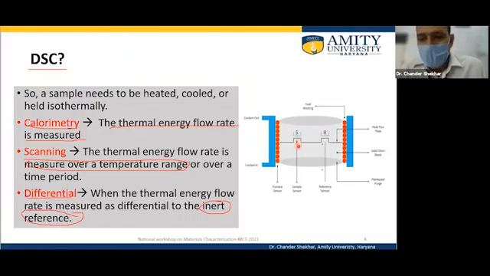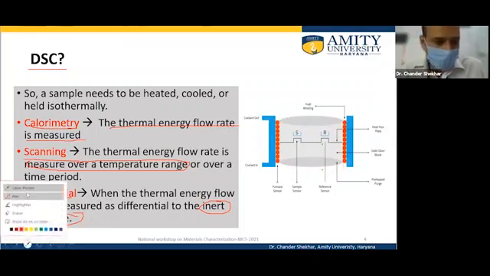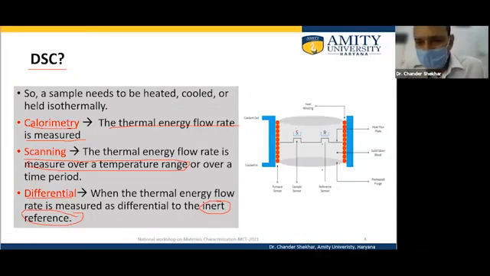Okay, so what actually happens? If you look at these red dots, they represent the furnace or the heating elements of the furnace, and this cylindrical box or cylinder represents the furnace. The sample crucible and the reference crucible are kept in the furnace in a controlled environment, where you have a sample sensor and a reference sensor right at the bottom of the crucible. This entire sample and reference is kept in the furnace, and this furnace is being heated.